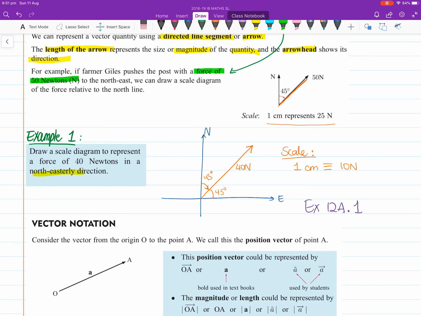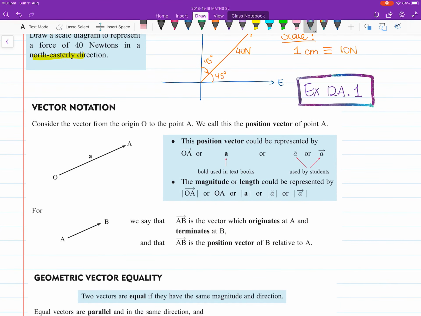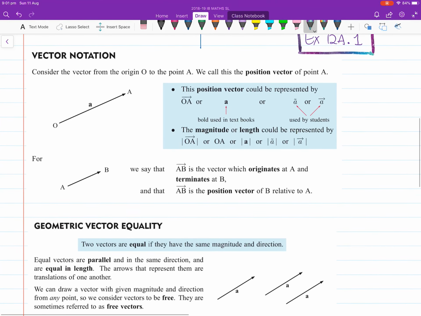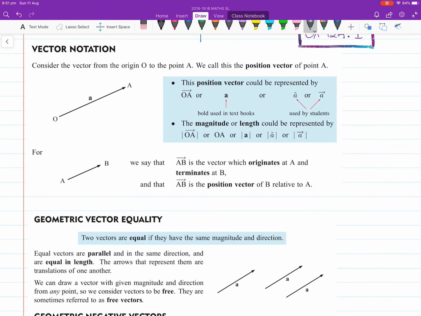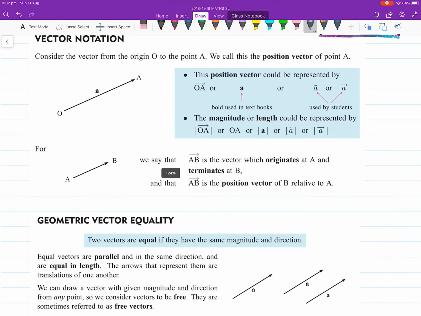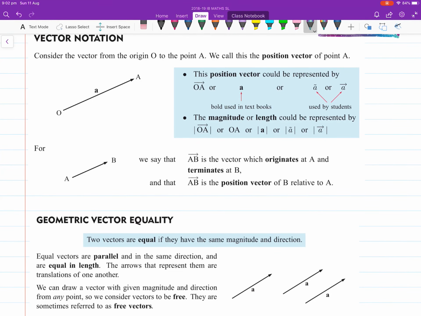And then let's continue. Okay, so this is how we notate a vector. It's important that you know how to use the right symbols and notation. So a position vector, let me highlight this for you, is a vector from like from origin O to some point A.